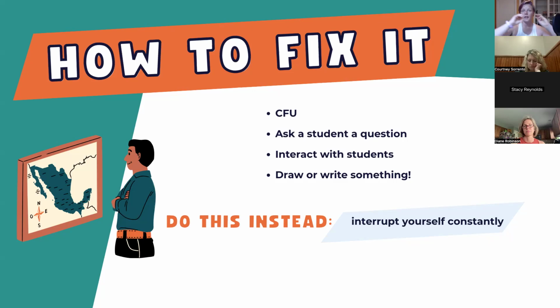So instead of letting yourself talk or sign for a minute, once you hit 60 seconds, I would say earlier if you can, interrupt yourself with something. Find some way to add in whatever the scaffolding is.